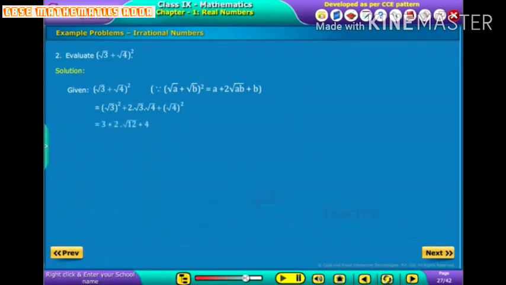Evaluate root 3 plus root 4 whole square. Solution given. As it is of the form root a plus root b whole square, which is equal to a plus 2 root ab plus b. By further solving, we get root 3 whole square plus 2 into root 3 into root 4 plus root 4 whole square, which is equal to 3 plus 2 root 12 plus 4 in turn equal to 7 plus 2 root 12.